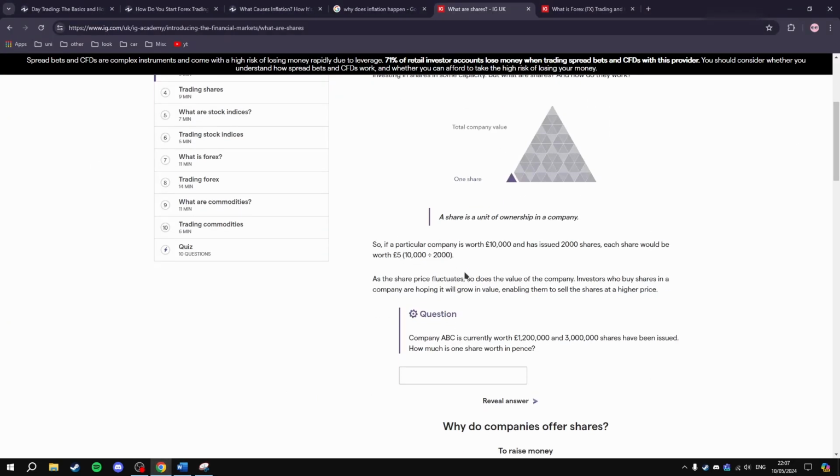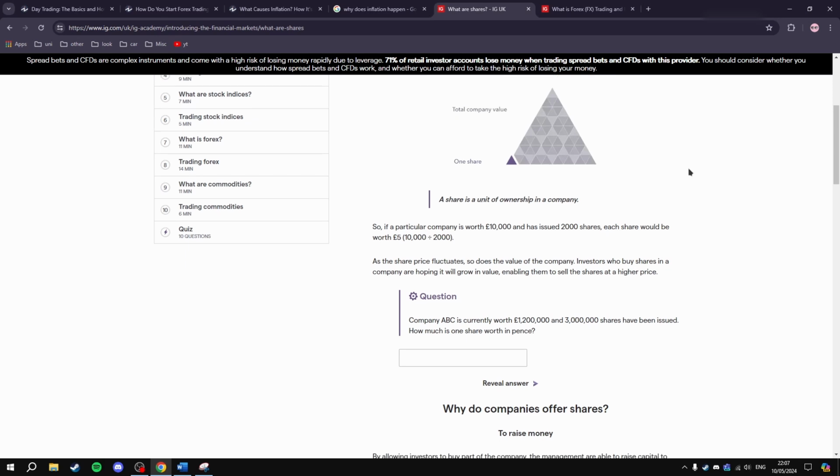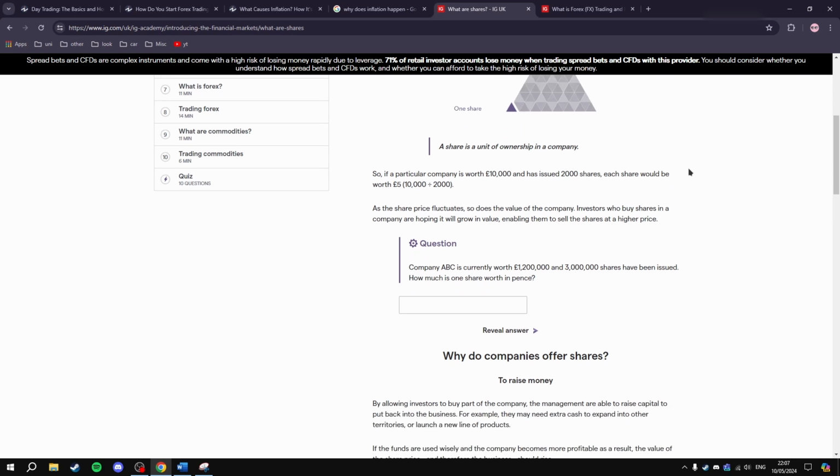So if a particular company is worth £10,000 and has issued 2,000 shares, each share would be worth £5 because 10,000 divided by 2,000 is £5. As the share price fluctuates, so does the value of the company. Investors who buy shares in the company are hoping it will grow in value, enabling them to sell shares at a higher price.